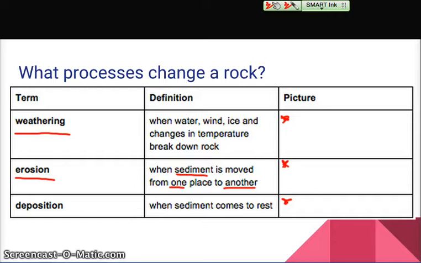And then when they stop moving, students, that is called deposition. When a sediment comes to rest, when it stops, okay, that is deposition. So I'll have you right now just pause for a moment, pause this video, and I want you to draw pictures for each of these vocabulary terms.